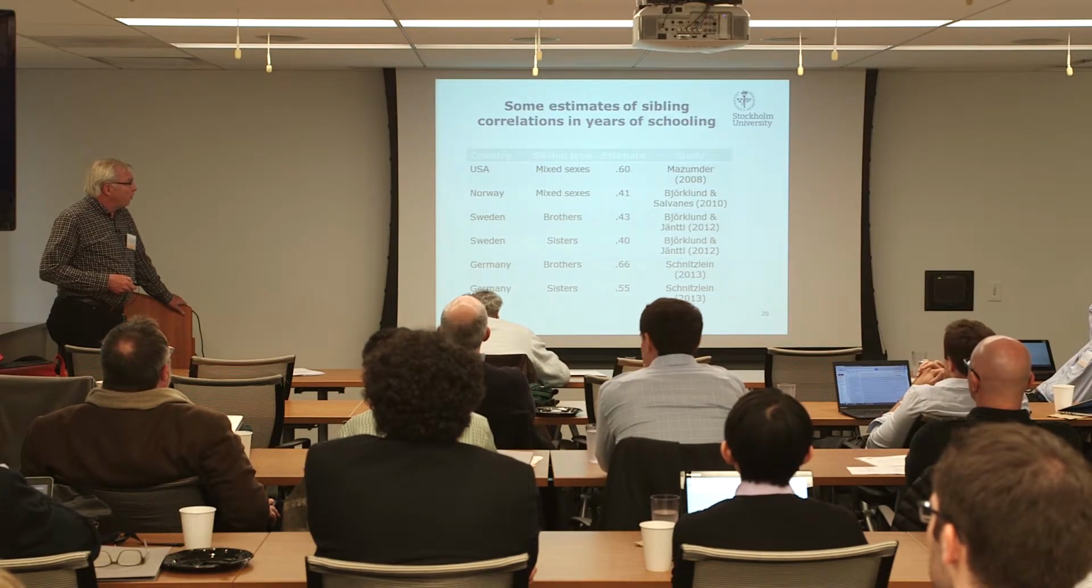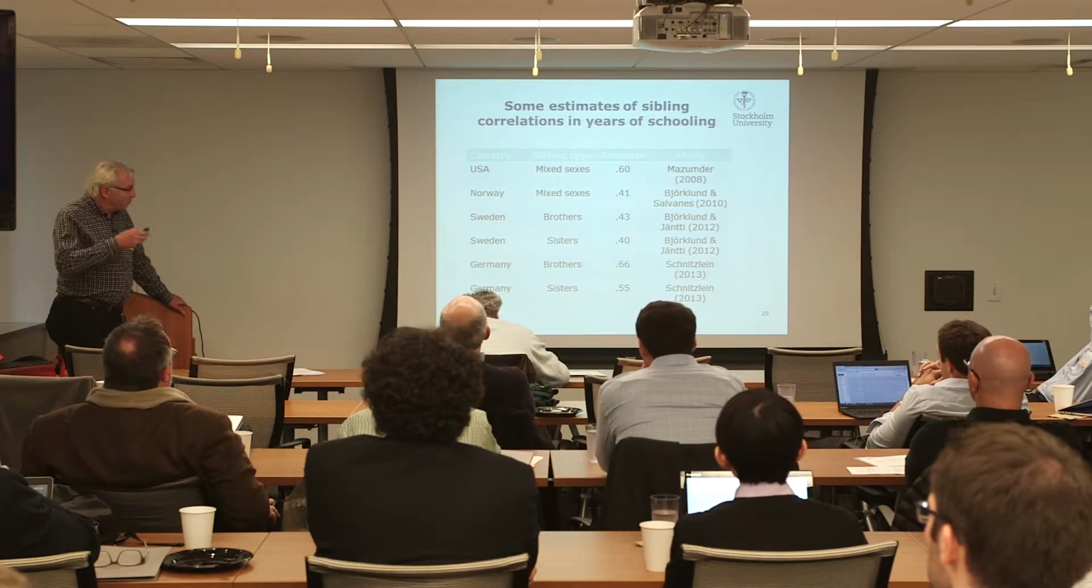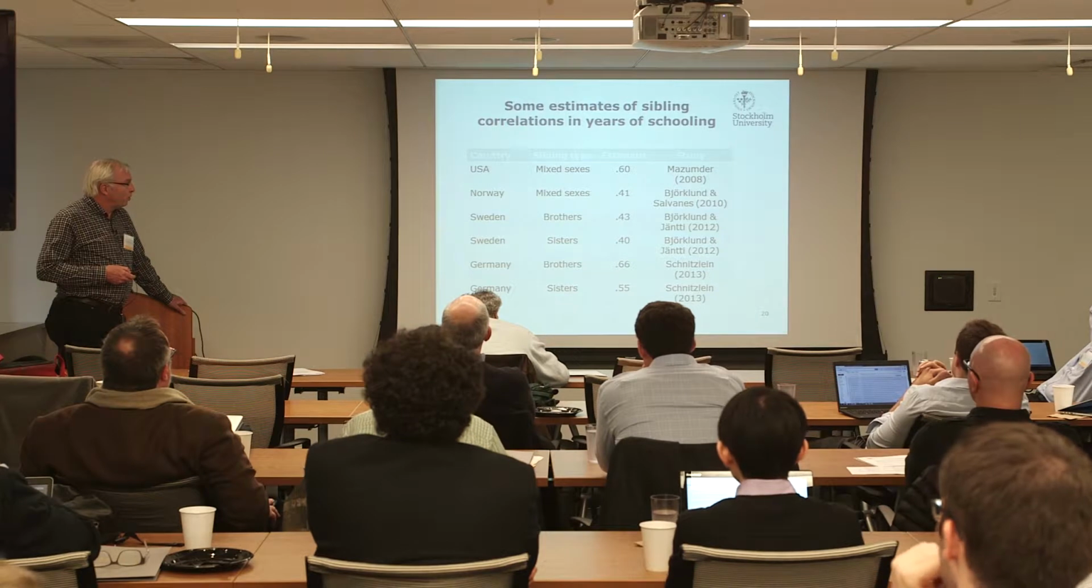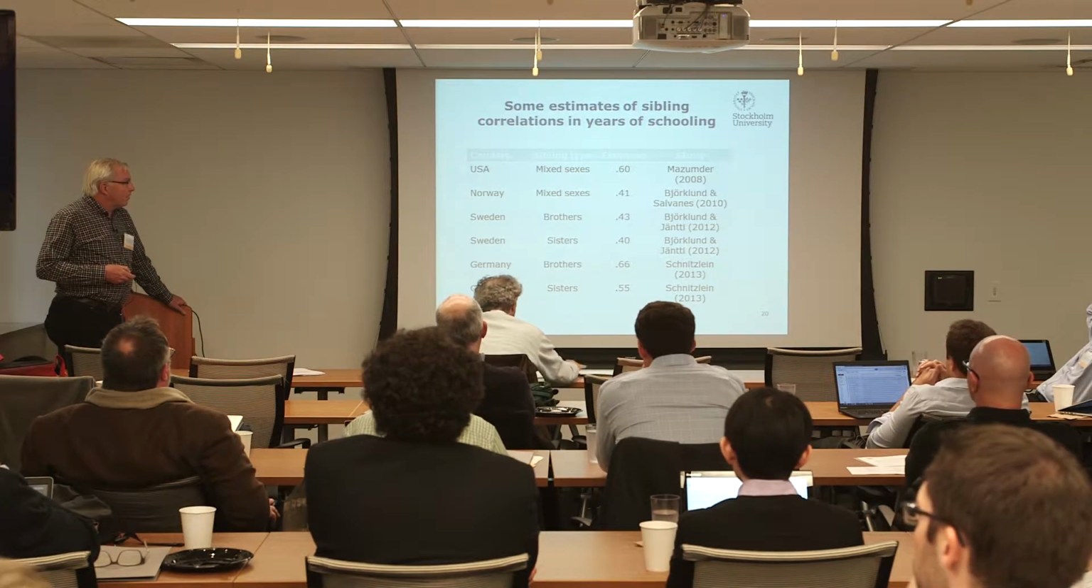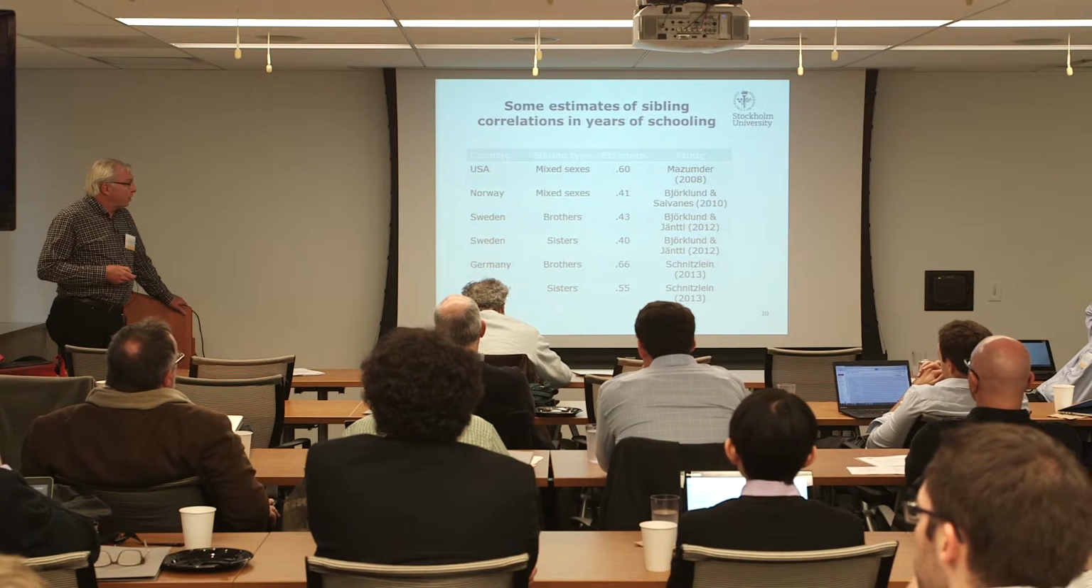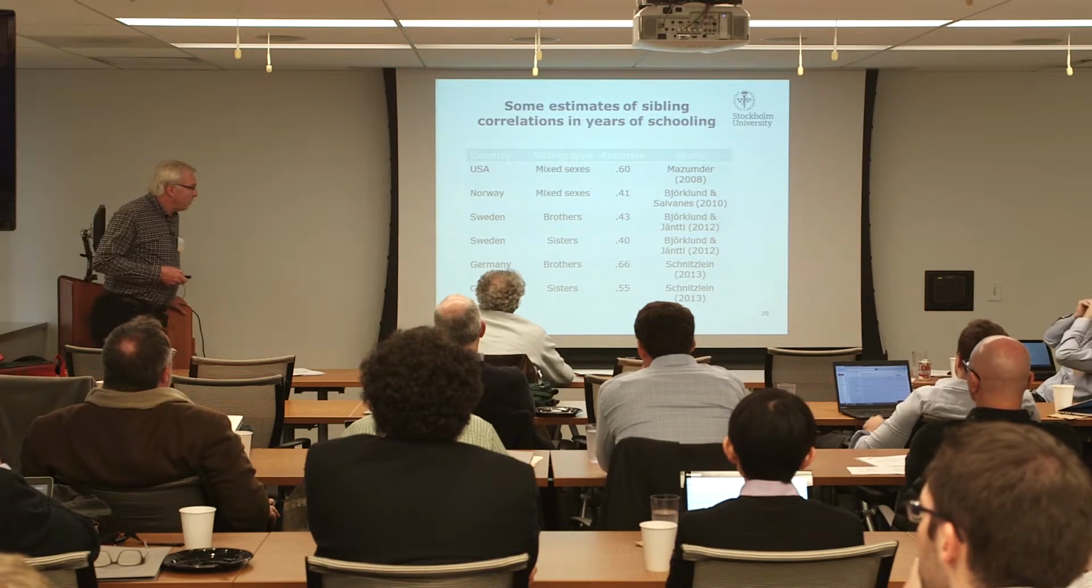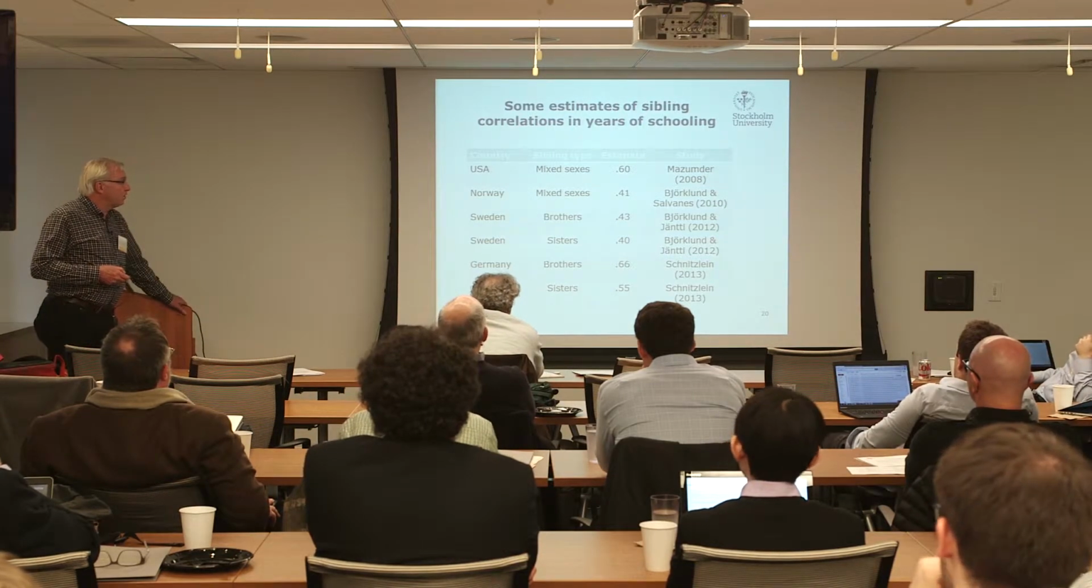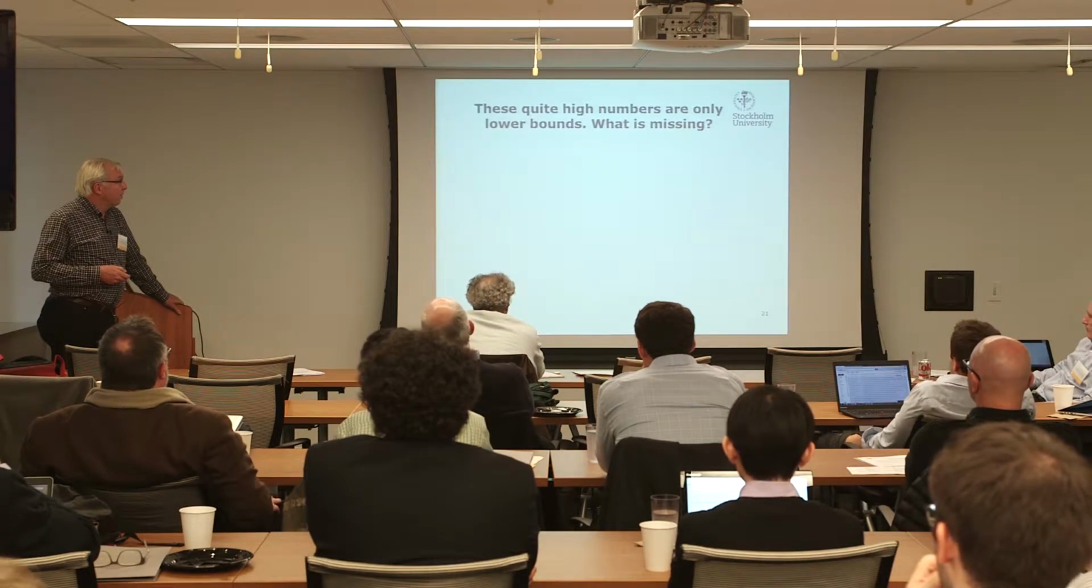So also for years of schooling, the numbers are even higher, close to 0.5, and that also in R-square terms are higher numbers than the intergenerational associations.